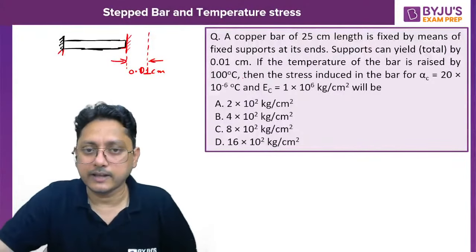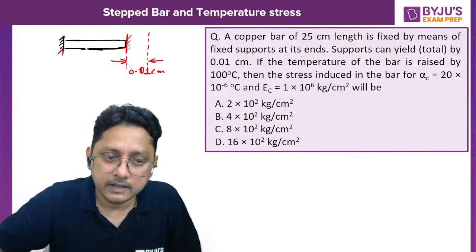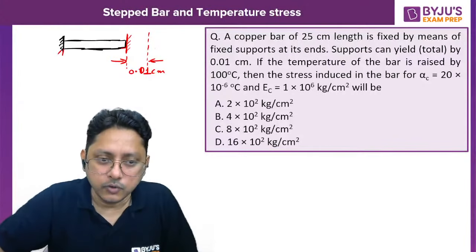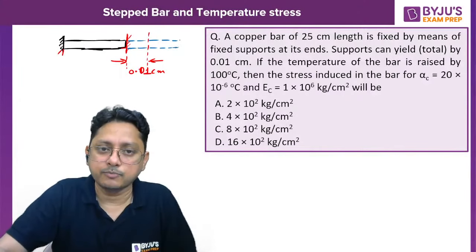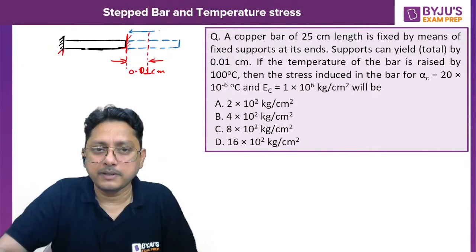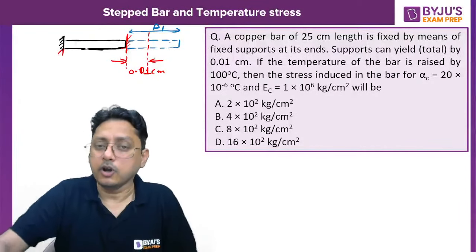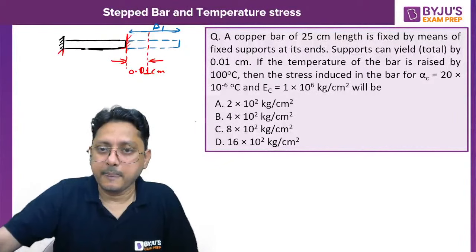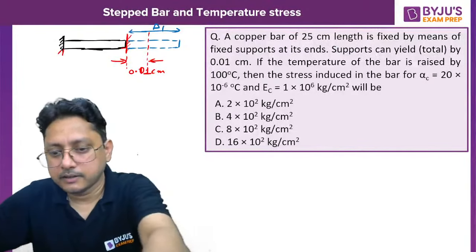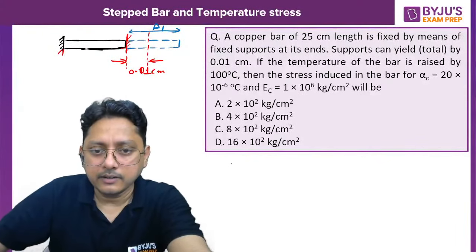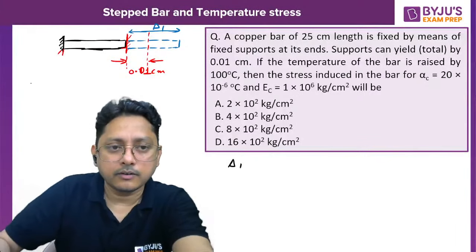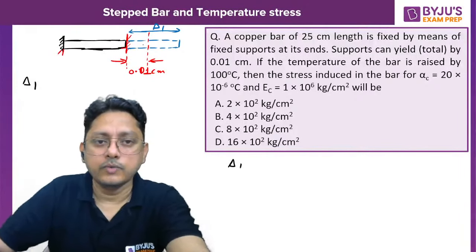The same approach can be utilized. First of all, find out the free expansion. If you remove the support, what will happen? This bar will expand, isn't it? If I remove that right side support, this bar will expand. The expansion value, maybe this is delta 1, which is nothing but your alpha LT. So delta 1, which is the free expansion.